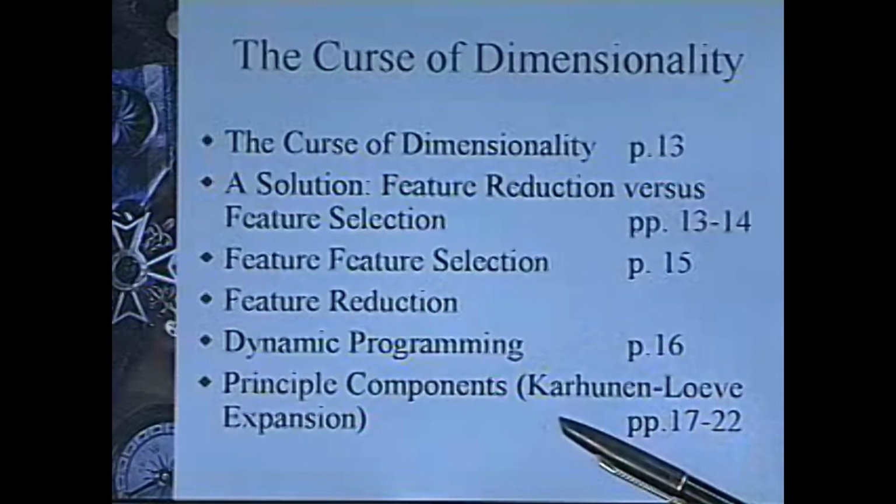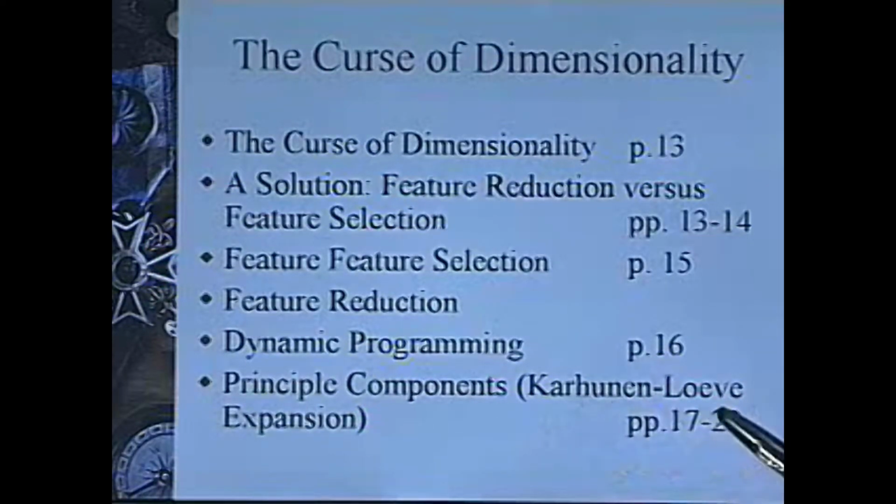And then we talked about principal components, which comes from the Karhunen-Loève expansion, which basically looks at an elliptical fit of the data and sees if that ellipse is flat enough in one or more dimensions, wherein those dimensions can be excluded in the actual classification. In other words, those dimensions are no longer important.